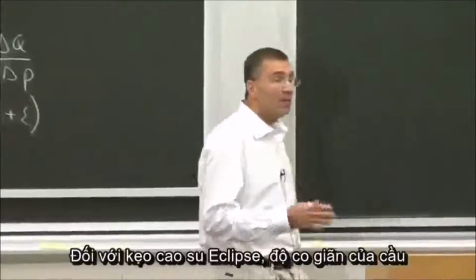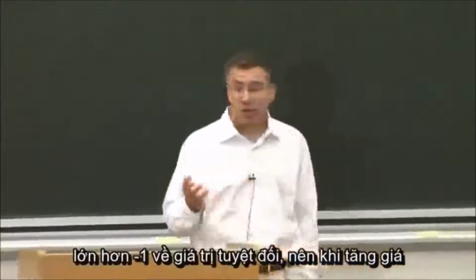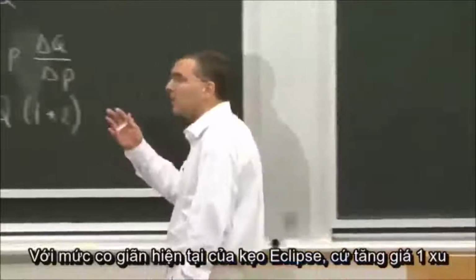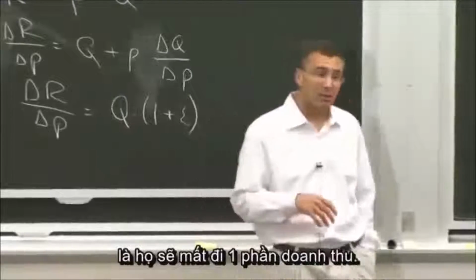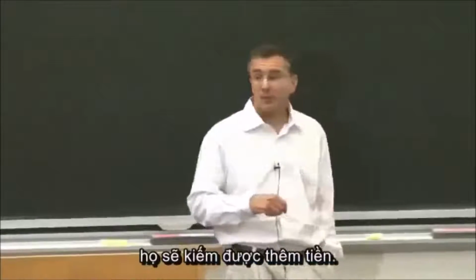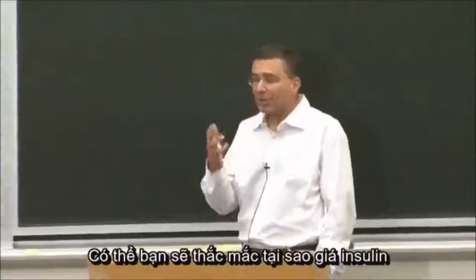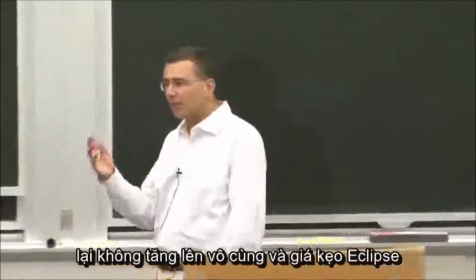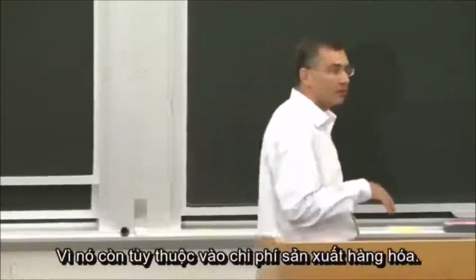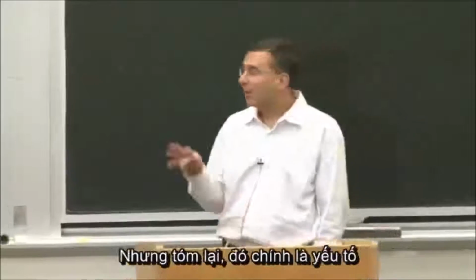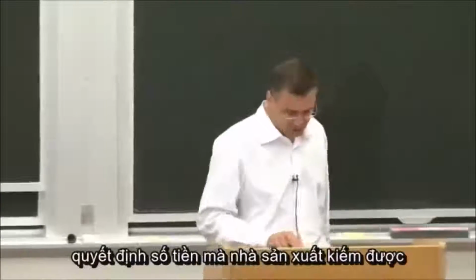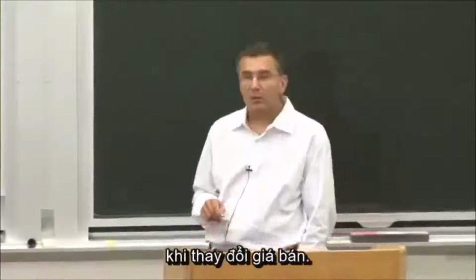For Eclipse gum, their elasticity of demand is well above -1 in absolute value, so they're going to lose money by raising their price. If they take the current level of Eclipse, for every penny they raise it, they'll lose money. Okay? For insulin, for every penny they raise it, they'll make money. And then you might say, well, gee, then how come the price of insulin isn't infinity and the price of Eclipse gum isn't 0? Well, that's what we'll talk about in a few weeks, because it also depends on the cost of producing it. Okay? But at the end of the day, that's what's going to determine the money that's made by producers when they change their prices.